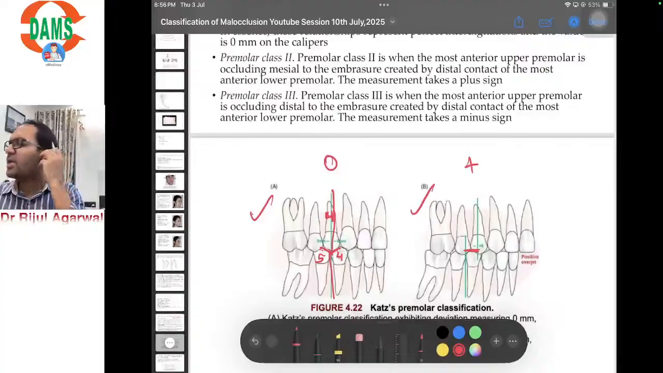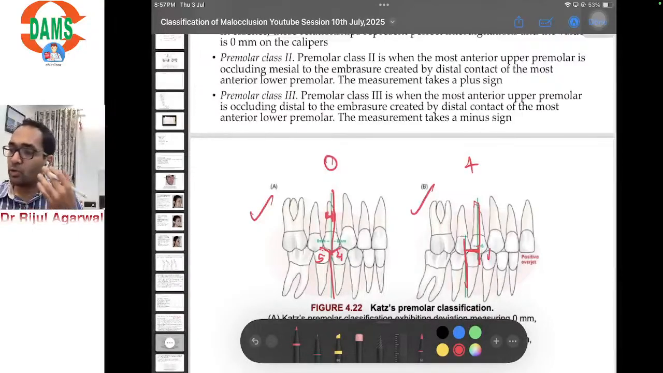So in NEET INI 2022, a certain amount of confusion was created. How come? Because the lines were like this, the upper line was ahead, the lower was behind, but when students saw the image, they saw it as an edge to edge relationship. So there were options for class 1, class 2, class 3, and the fourth option was edge to edge, and some students ticked that edge to edge. So Katz never gave this term as edge to edge.